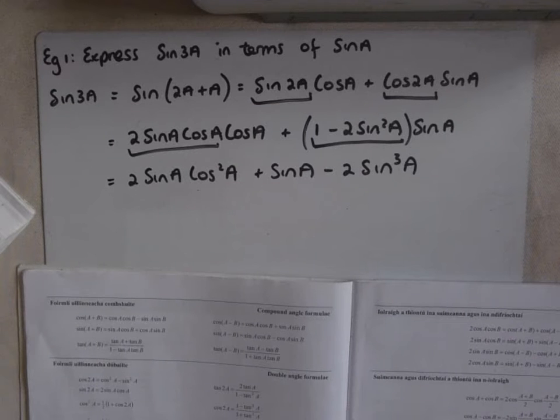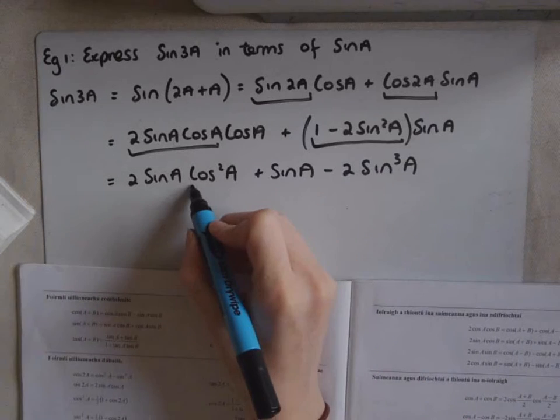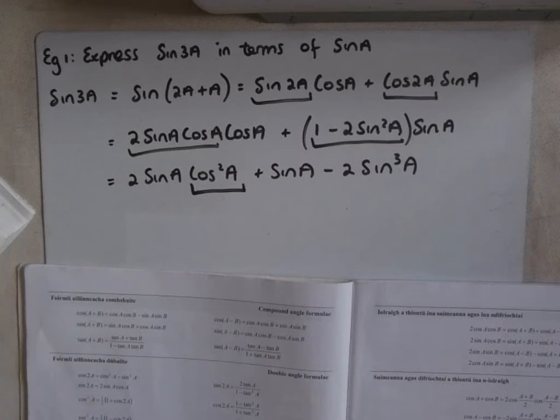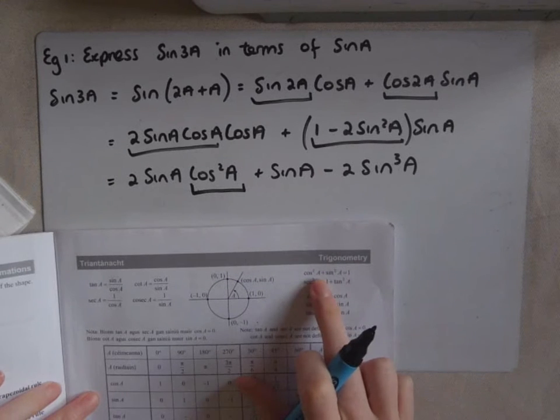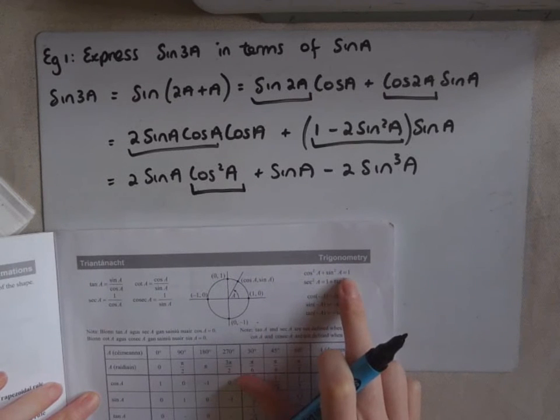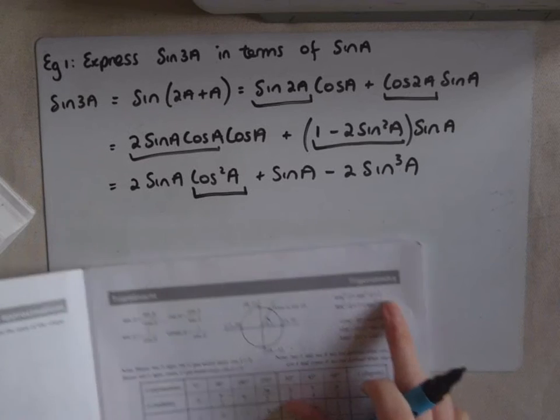Now, I still have a cos squared a in my question, and I need that gone because I need it to be sines. So we know cos squared a. I'm going to replace that, coming back here. Cos squared a plus sine squared a is 1. So cos squared a is 1 minus sine squared a.